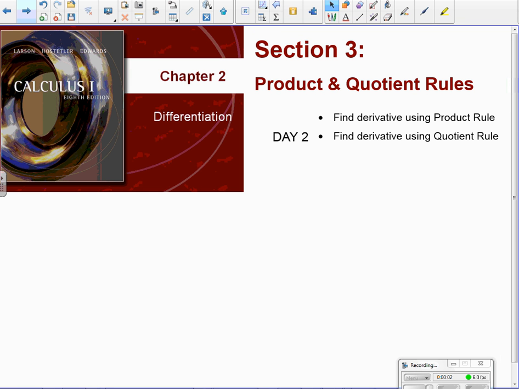Welcome. We are going to look at section 2.3 today. On the first day, we mainly concentrated on the product rule. Today, we're going to delve into the quotient rule. So that's where we're at.